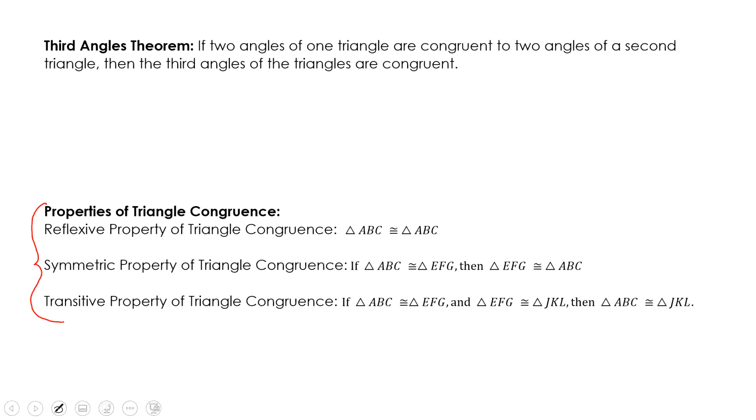Transitive property, this kind of gets into the logic statement. If ABC is congruent to EFG and EFG is congruent to JKL, then ABC is congruent to JKL. Remember, I've talked about it before. If A equals B and B equals C, then A equals C. That's what they're talking about, transitive property of congruence. So if I can prove one thing's congruent to something else that's congruent to a third thing, then I can prove the first and the third thing are congruent.